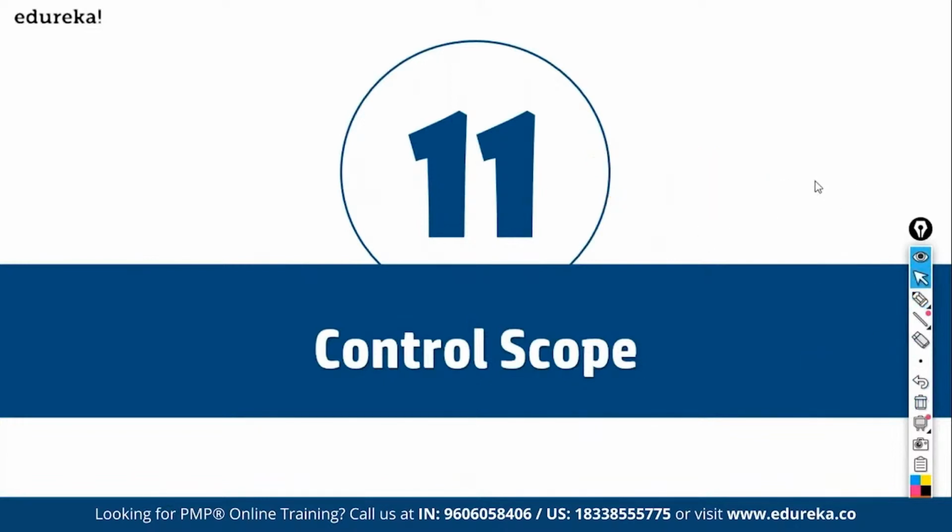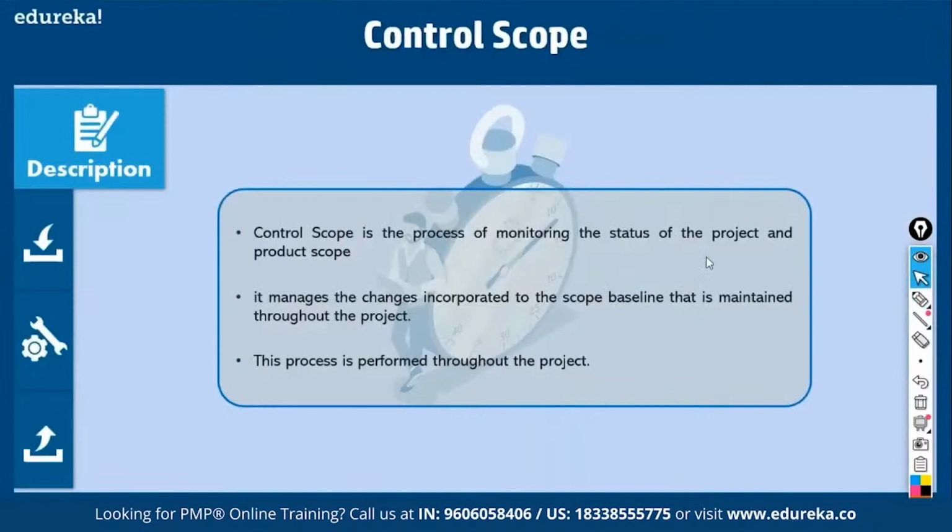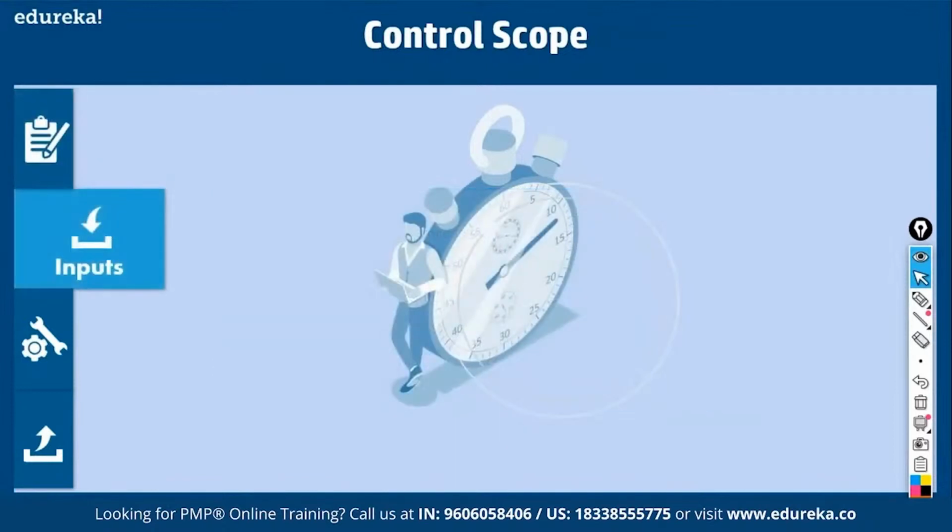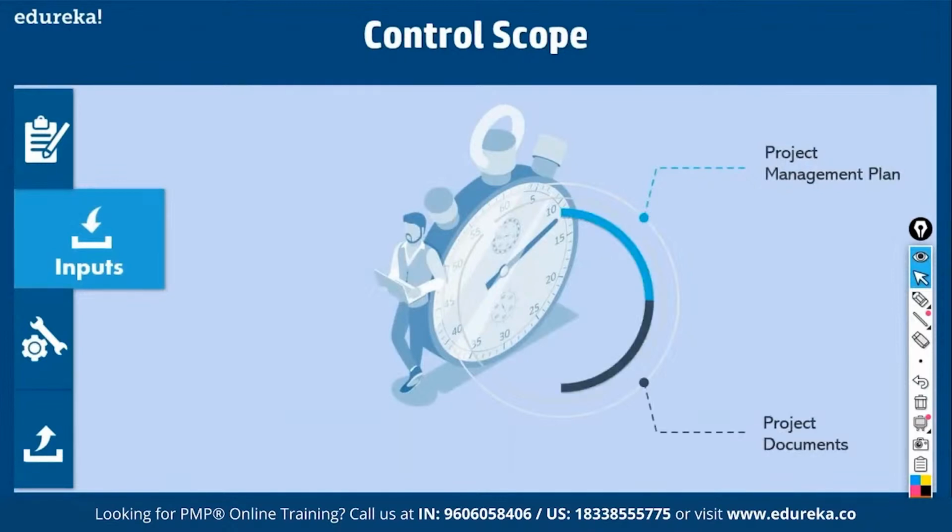Let's analyze this process. It is the process of monitoring the status of the project and product scope. In other words, how much have we delivered? That's all. What are the inputs? The project management plan, and within that, the scope management plan. Project documents. What are project documents? Requirement documentation. For example, in the month of March, we are doing variance analysis. We should deliver work packages. How much have we delivered? Well, you have delivered only 20.